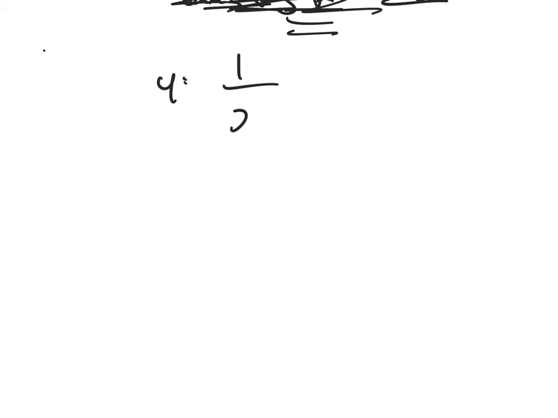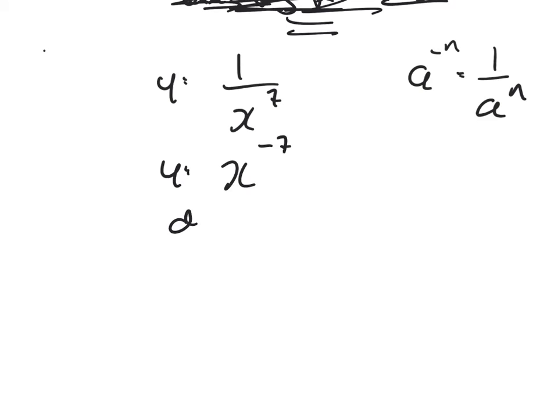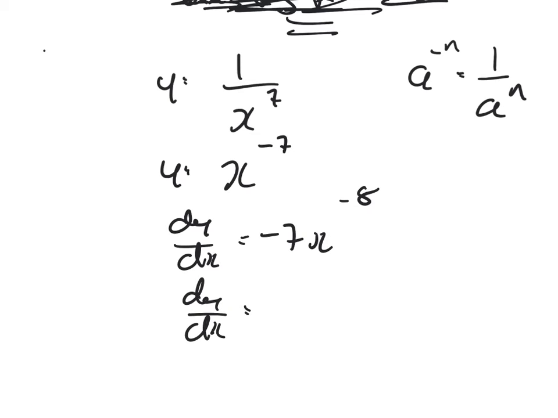Okay, let's try some different ones. So we're going to differentiate y equals 1 over x to the power 7. So we need to prepare to differentiate this one, which is to use the reciprocal rule in indices to bring that up. So that's going to be x to the minus 7. Bring the power down, multiply, take 1 away from the power, minus 7x to the minus 8. I can then bring the power back down, change the sign, that's going to be minus 7 over x to the 8.